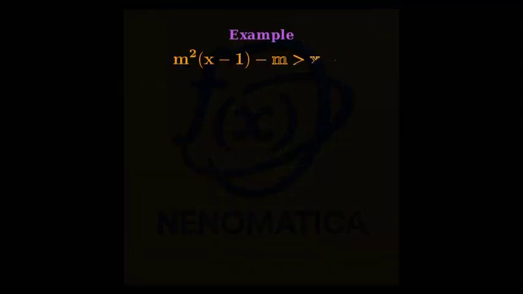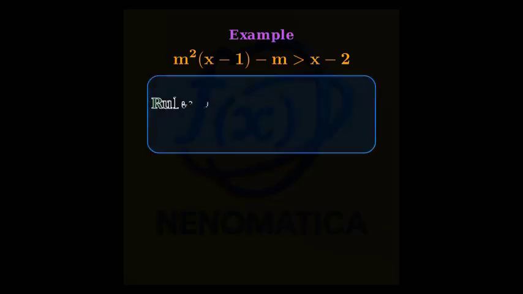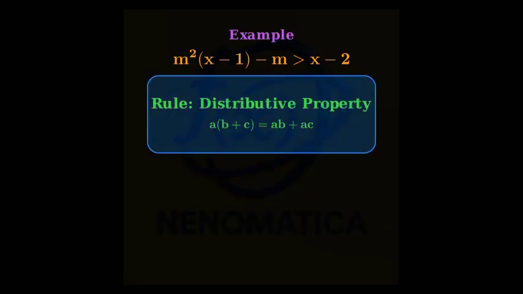Welcome! In this example, we will solve a parameter inequality step by step, exactly mirroring a structured algorithm. Step 1. Expand using the distributive property. Read it aloud as m squared times the quantity x minus 1 minus m is greater than x minus 2.